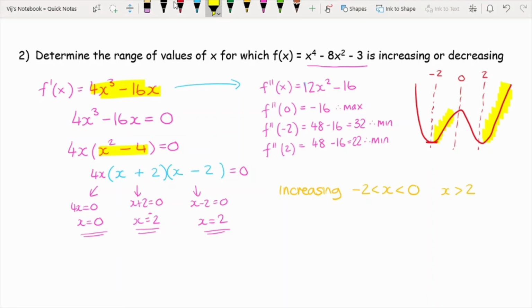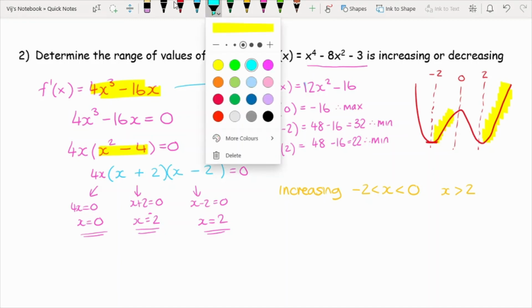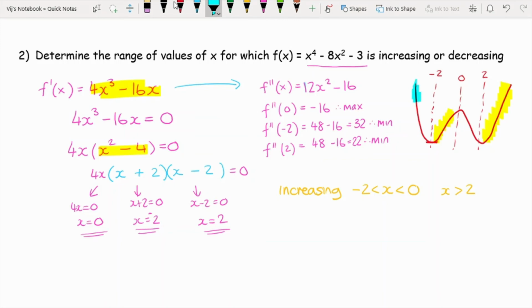Now where it's decreasing, so let's get a different marker here. So it's decreasing in this region here and that region there. So from this, what we can then say is that it is decreasing within the range of where x is less than minus 2 and when x is between 0 and 2. And there is your final answer.